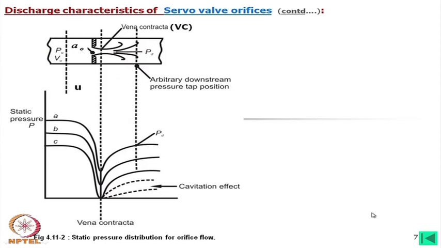Now, to find out the discharge characteristics of a servo valve orifice, look at this orifice in a pipe. You must have learned already in the hydraulics classes how to find out this coefficient of discharge, the vena contracta. One important thing is that usually this orifice is a surface orifice, and you will find that at the entry point the diameter is the lowest, the area is the lowest, and A0 is the area. Suppose it is a 1 millimeter diameter, easily we can calculate pi into 1 square by 4 as the area in millimeter square.